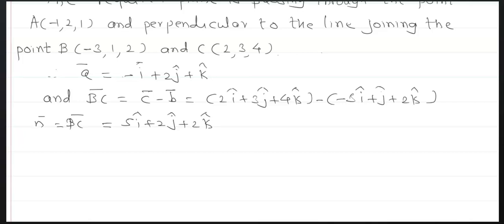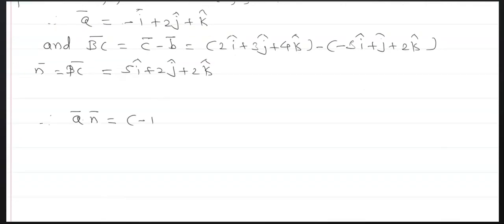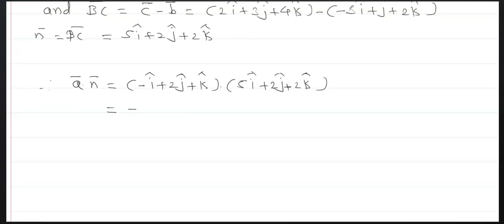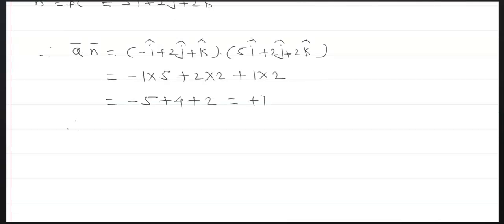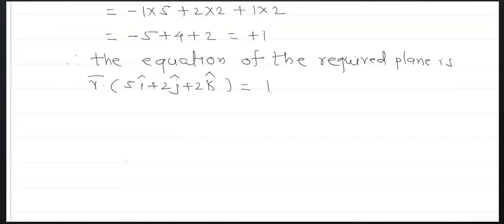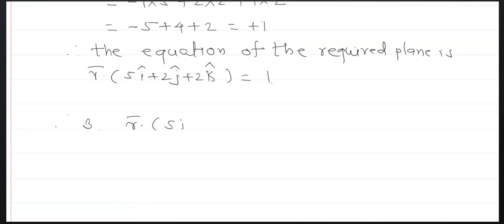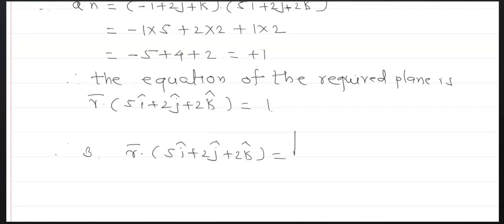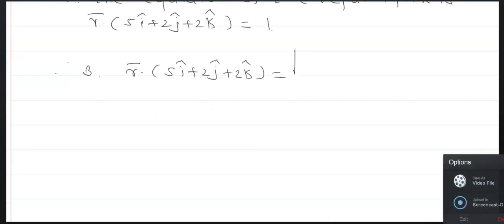BC bar, that is n bar. A bar dot n bar is equal to, make their dot product, minus 1 into 5 plus 2 into 2 plus 1 into 2, that is equal to 1. Therefore, the equation of the required plane is r bar dot (5i plus 2j plus 2k) is equal to 1, and hence option 3 is the correct one. See this again.